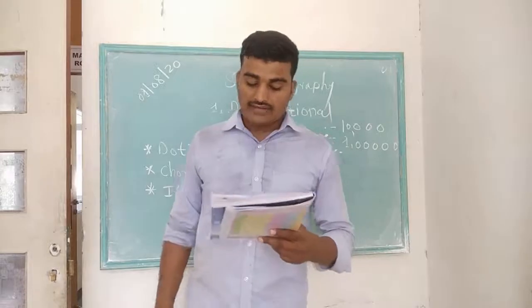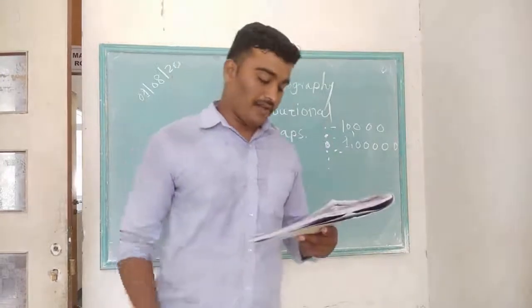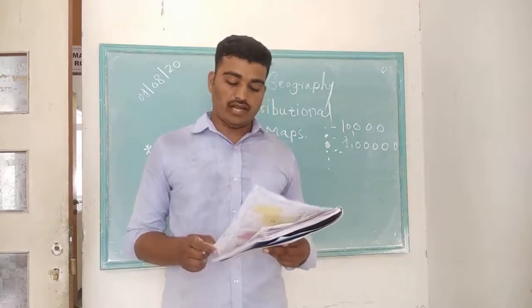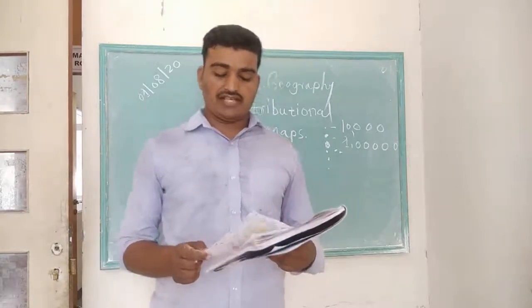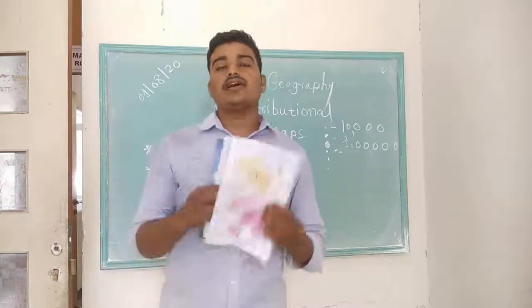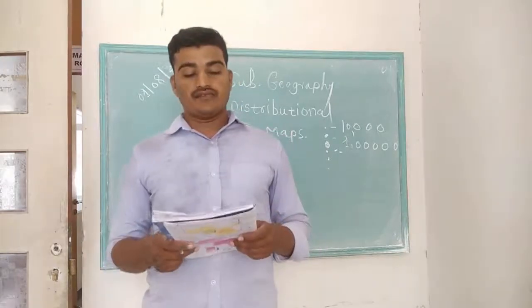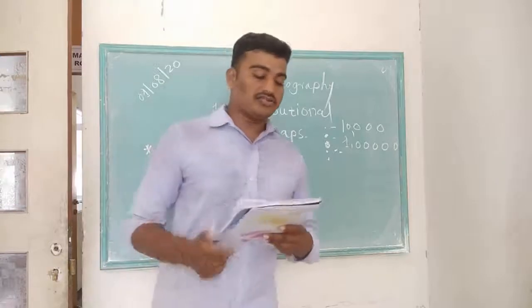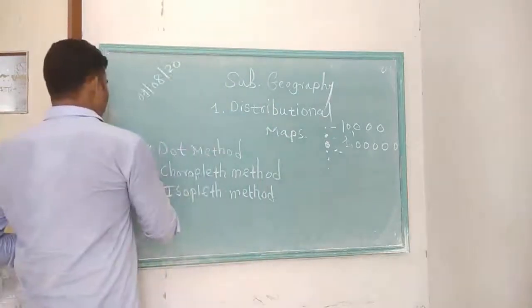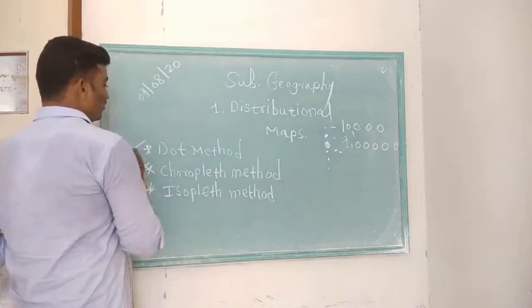Next we are going to see "Make friends with a map." In Figure 1.1, the population distribution map of Amravati district is given. Answer the given questions by reading the distribution map shown by the dot method. So two maps are given here using the dot method. Now the next method we are going to see is the choropleth method.